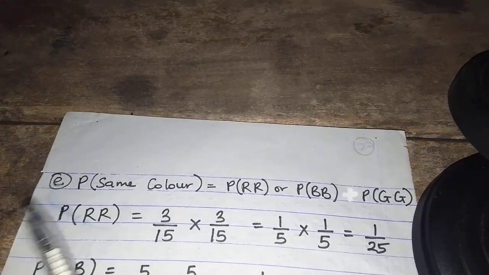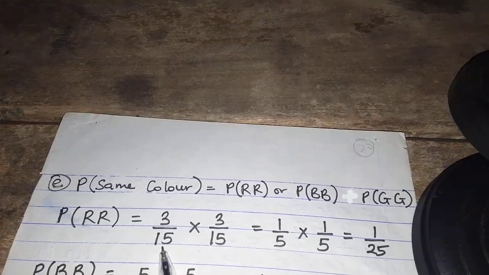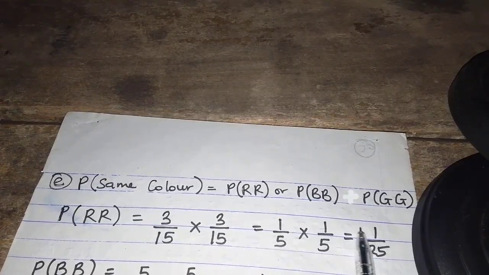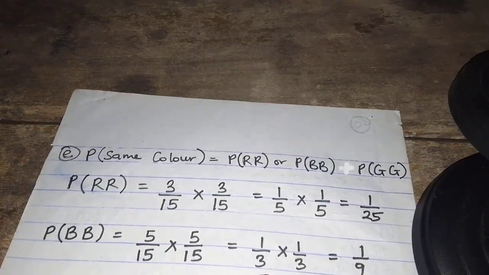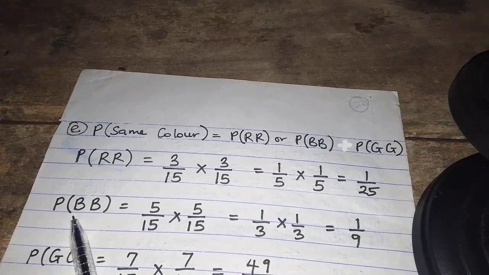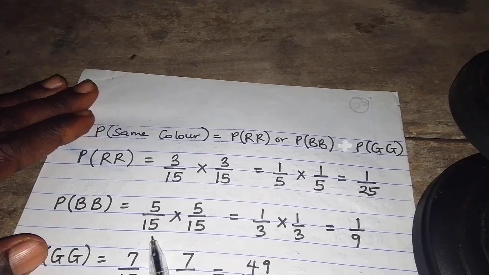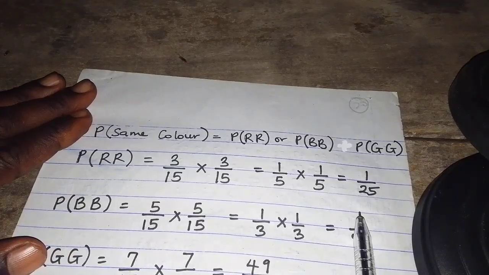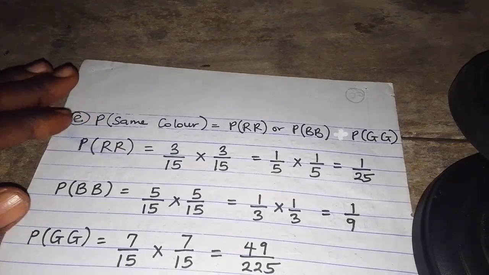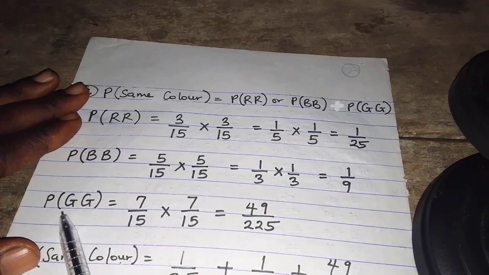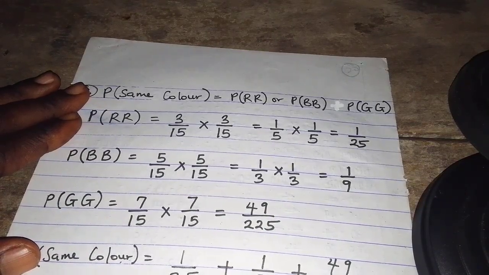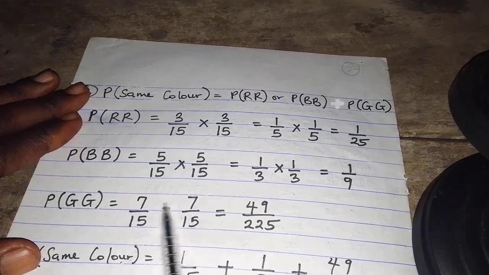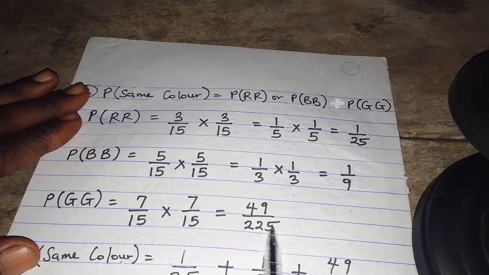So probability of picking red, that is 3 over 15 times the probability of the second one to be red, 3 over 15. So multiply them, you get 1 over 25. Then the probability of picking blue, the first one to be blue is 5 over 15. Second one to be blue is 5 over 15. When you multiply this, you get 1 over 9. Then the probability of picking green, the first one is green is 7 over 15. Second one is green is 7 over 15. So when you multiply their probability, you get 49 over 225.